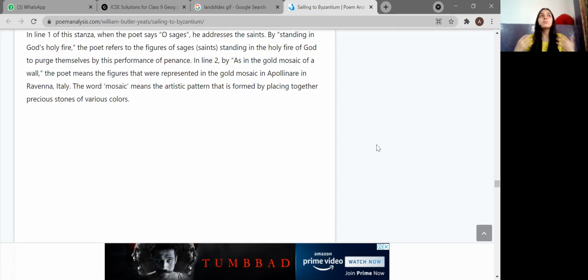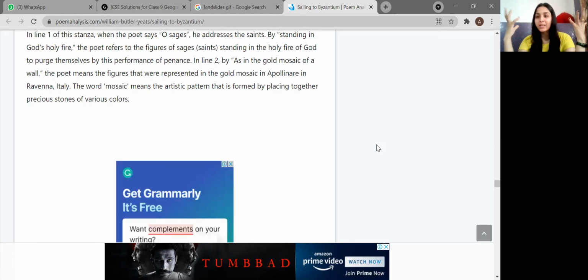Even though they've committed little sins throughout their life, it's been washed away as they're standing in the fire of God. The poet refers to figures of saints in the holy fire, as in the gold mosaic of a wall. The poet means the figures represented in the gold mosaic in Apollinare in Ravenna, Italy. The word mosaic means the artistic pattern that is formed by placing together precious stones of various colors.